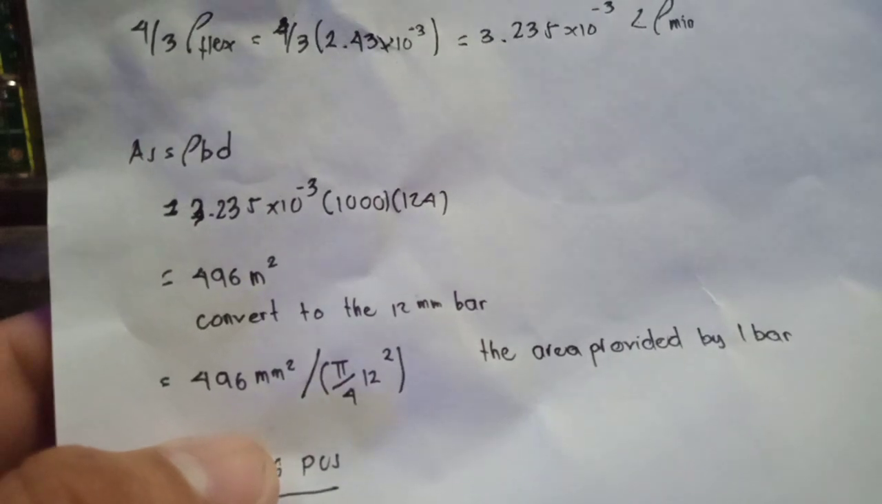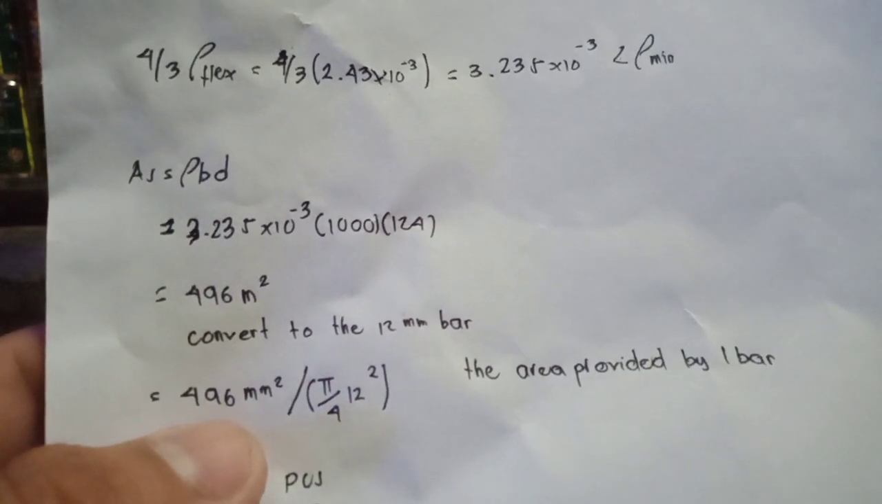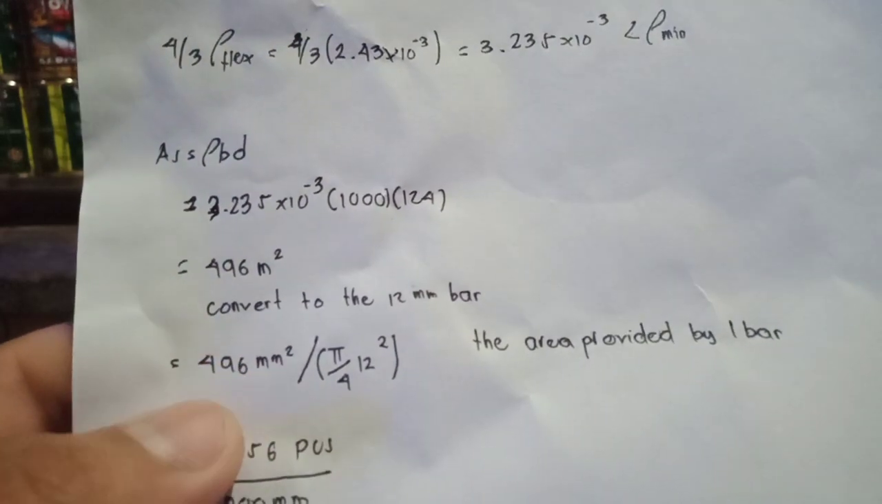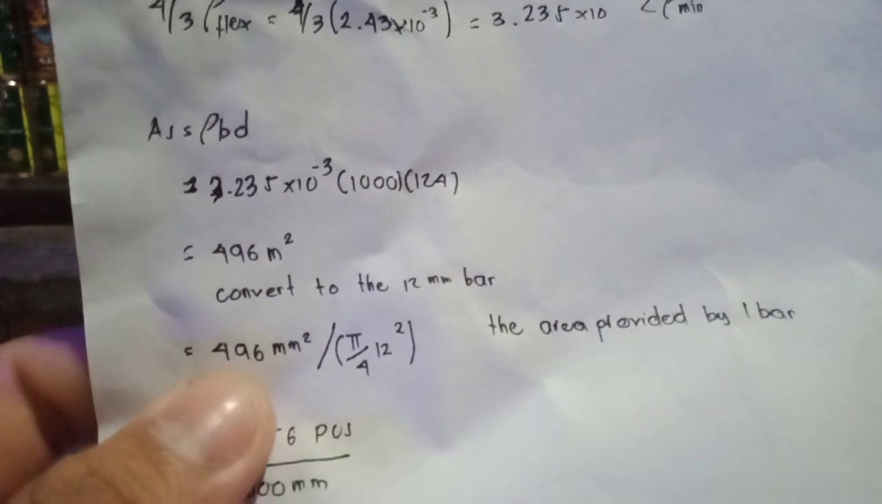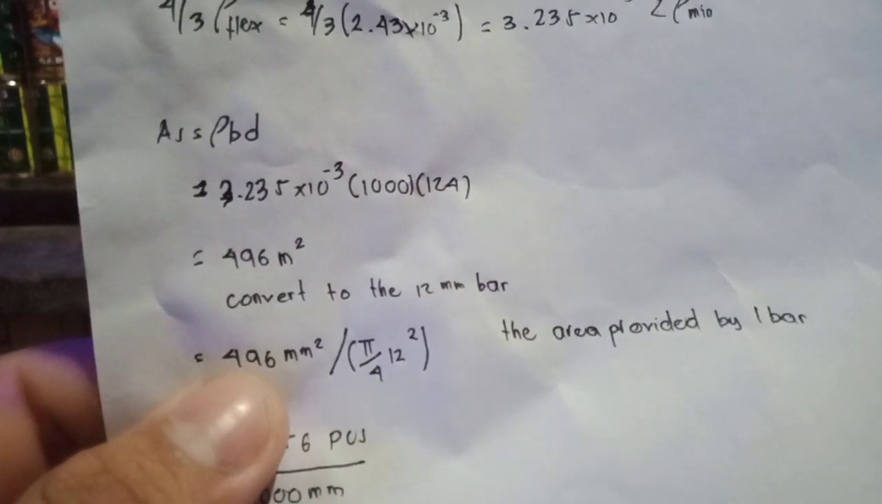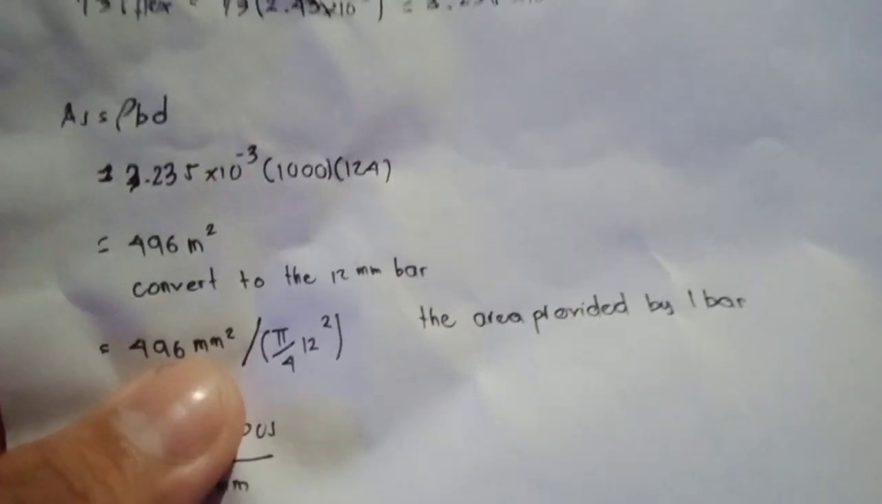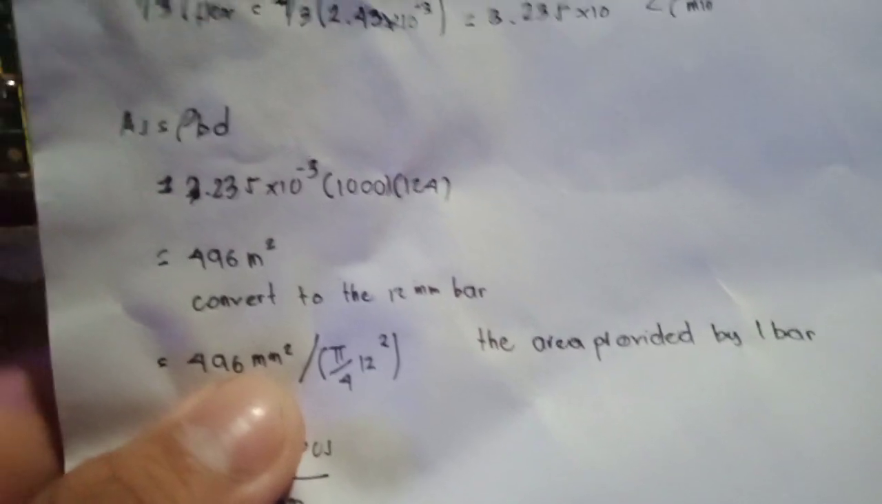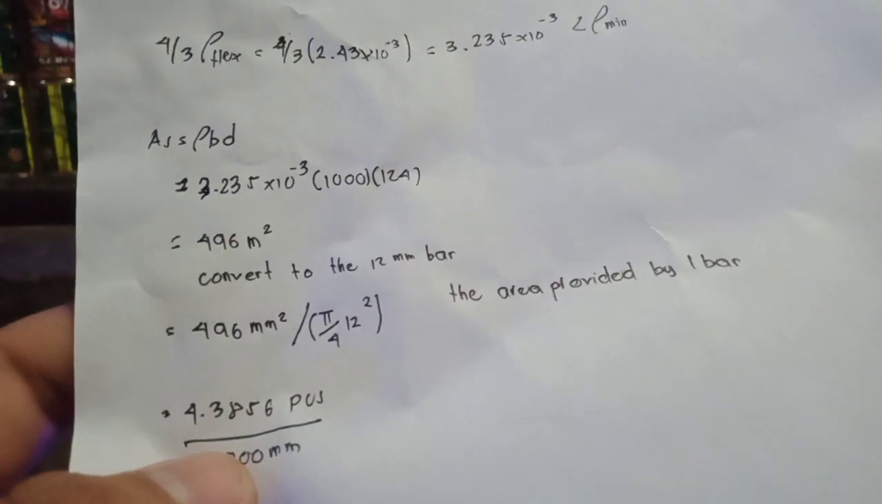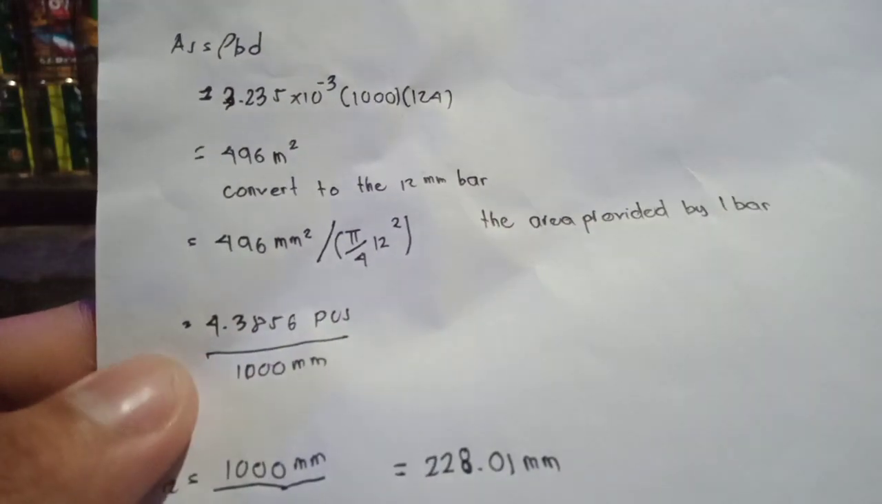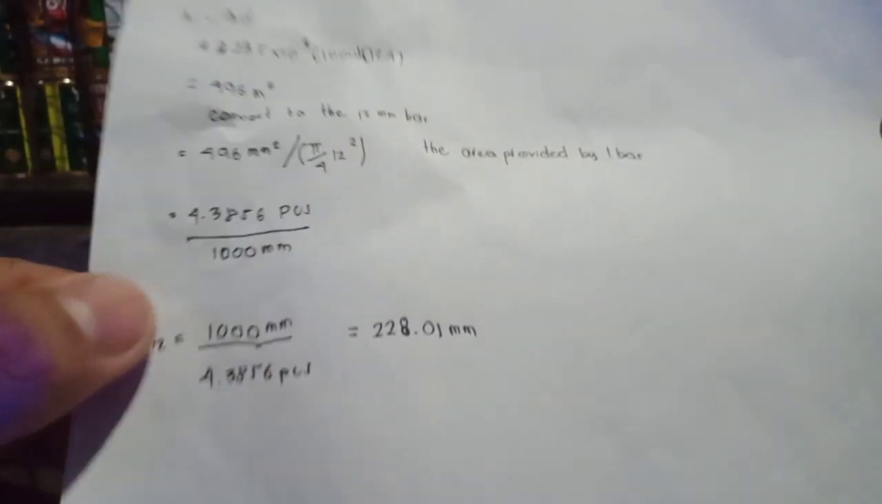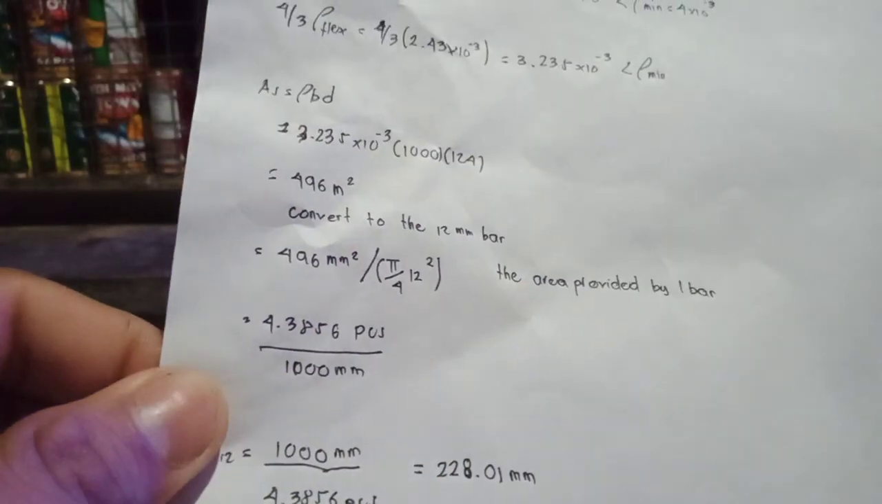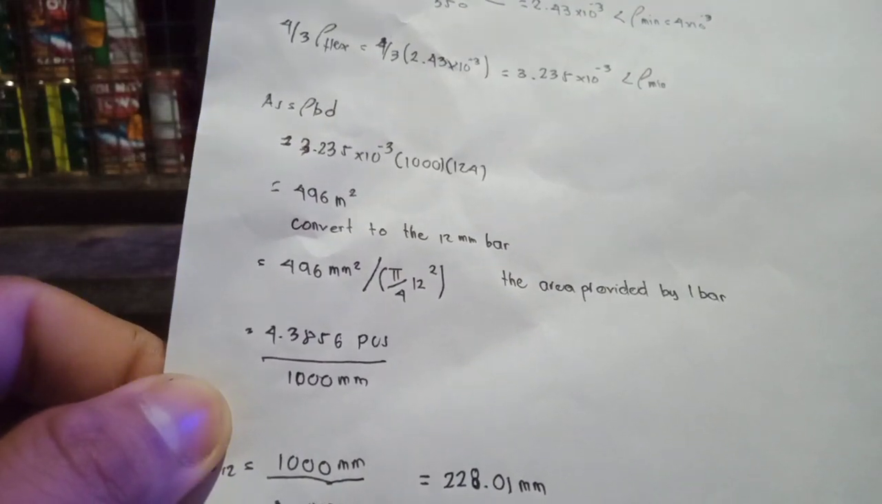So convert to 12 mm bar. The area provided by 1 bar is pi over 4 times 12 squared. So we divide 496 by the area of 1 bar, and the answer is 4.3856 pieces over a 1000 millimeter strip.